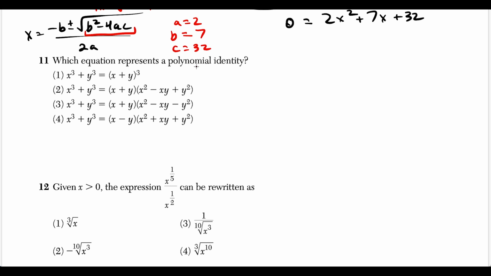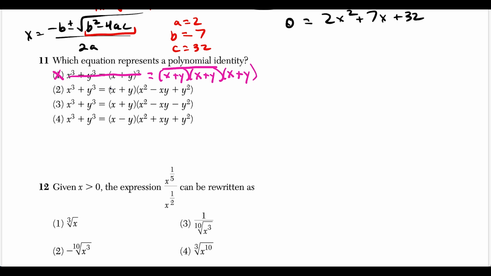Question 11, which equation represents a polynomial identity? And for this one, choice 1 is definitely out. Please don't fall into the trap that when you expand this, you need to do x plus y times itself 3 times, and you have to do the distributive property a whole bunch of times. It's not as simple as doing the first thing to the third plus the second thing to the third. So this choice is definitely out.